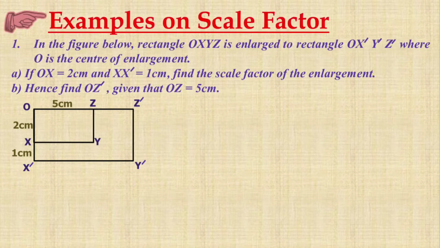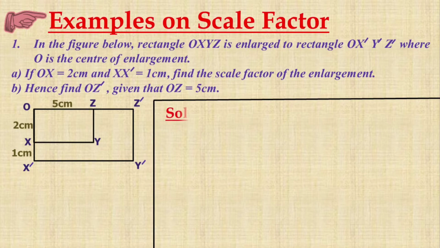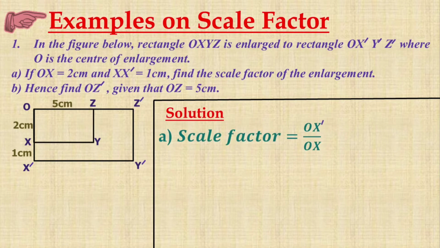Here is the solution. Remember that scale factor is the ratio of the corresponding sides. In the given problem, OX is corresponding to OX', hence the scale factor is equal to the length of OX' all over OX. The length of OX' is 2 plus 1, which is equal to 3, and the length of OX is 2. Therefore, the scale factor is 3 all over 2.